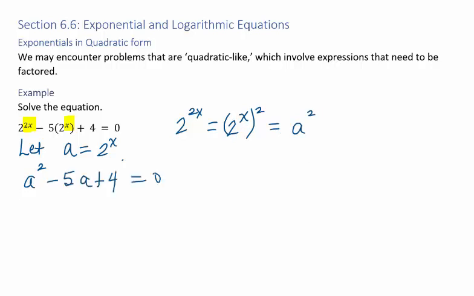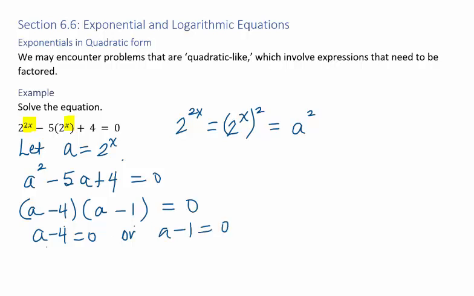Okay, so we have a squared minus 5a plus 4 equals 0, and now we can factor this quadratic expression. We have a minus 4 times a minus 1, and then we set each of these factors equal to 0. So a minus 4 equals 0, or a minus 1 equals 0, and solve for a. In the first equation, a is 4, and in the second, a is 1.